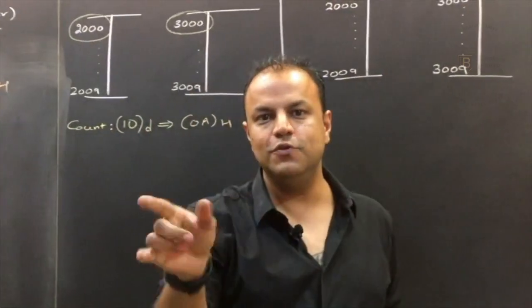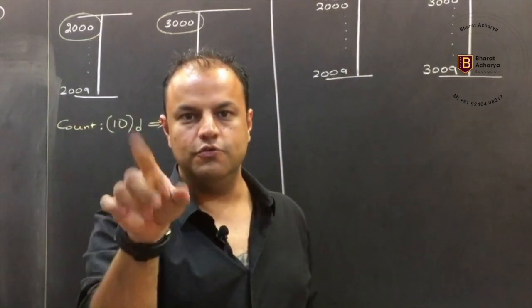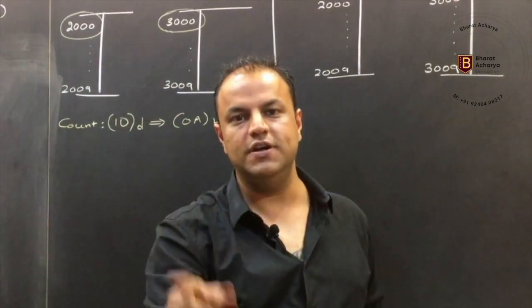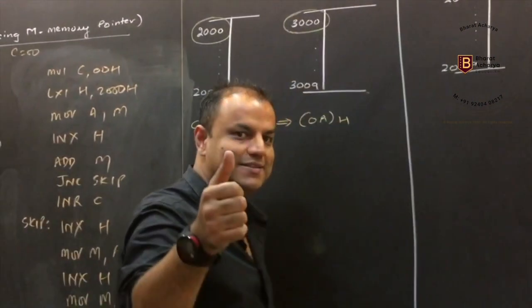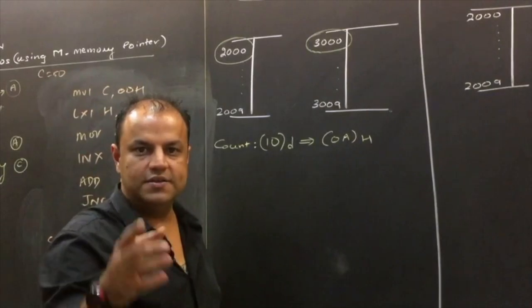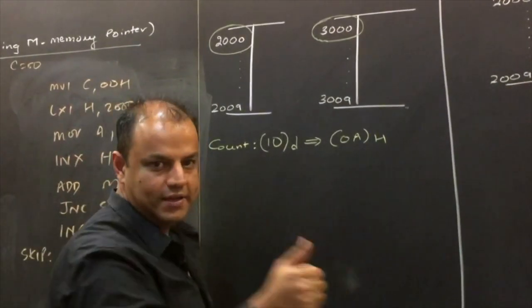64. 64 is 16 into 4. So 4 is the quotient and there is no remainder. So 0 is the remainder. 64 is 40H. 64 decimal is 40 hexadecimal. Please tell me, are you clear? So 10. 16 into 0 is 0. 10 is the remainder. 10 means A. So 0AH. Please tell me, are you clear?